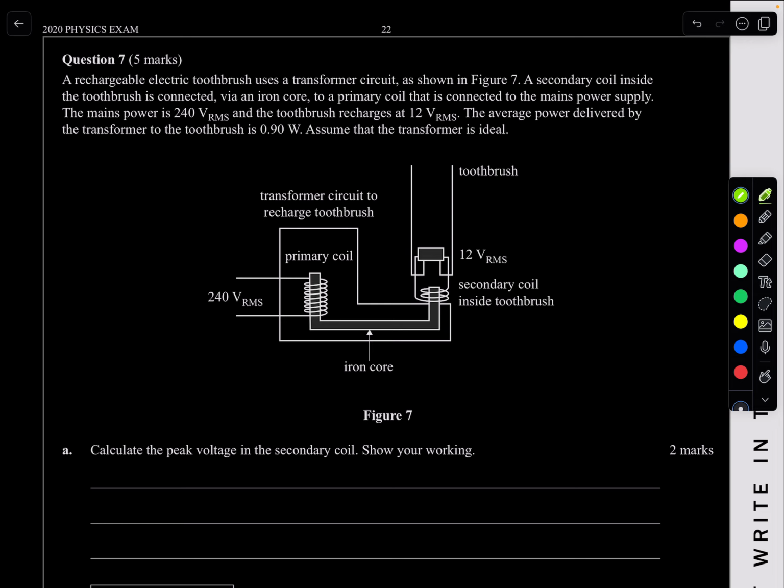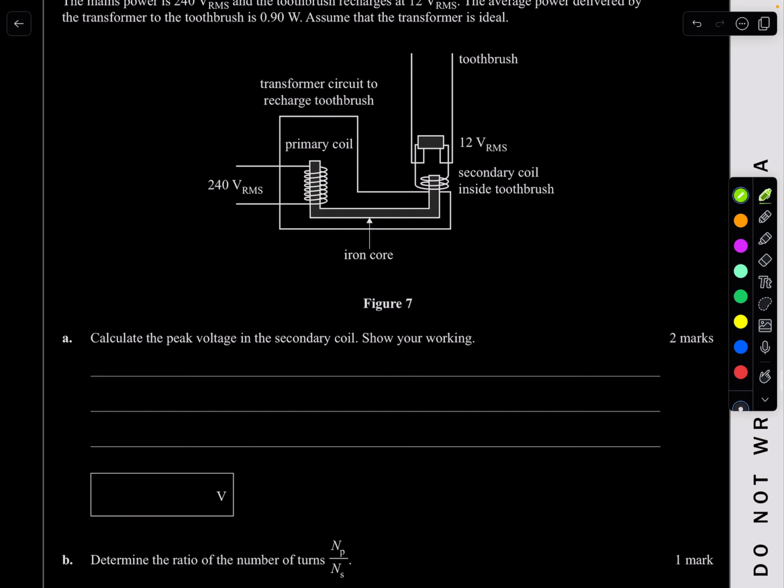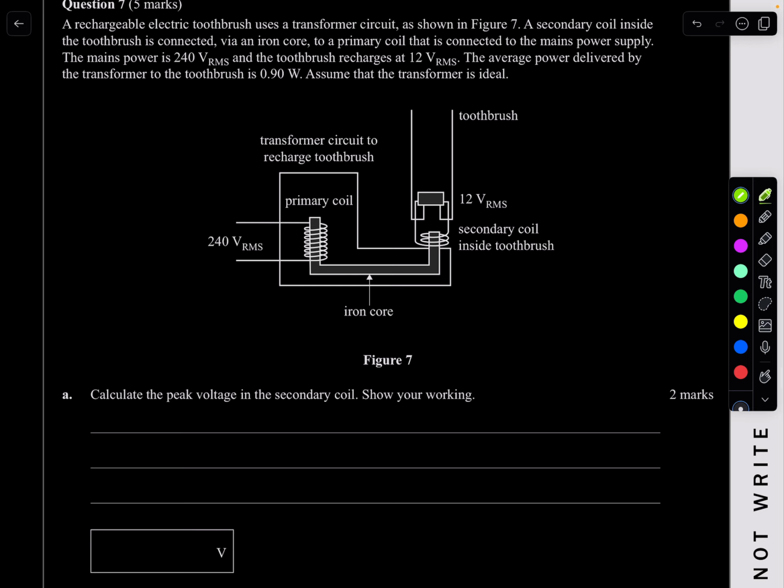And this is actually kind of useful because I've always wondered, I have an electric toothbrush, and I never understood how it recharges. Is it Bluetooth or something? And so this is how it recharges. It uses a transformer. Wow. And so it induces a current.